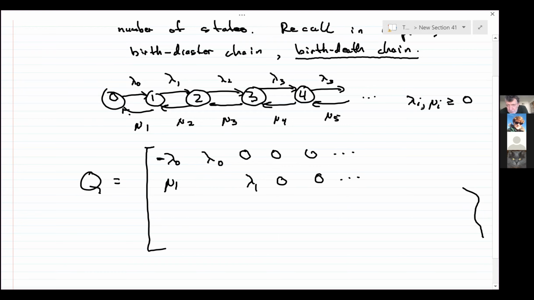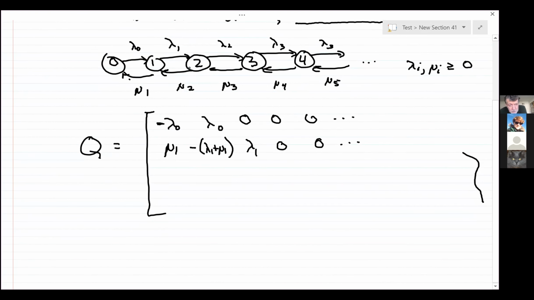All right, that's a start. Maybe I'll do one or perhaps two more rows, just to make sure we're all together on how this thing looks. What about from 2? Well, from 2 there's no way to get to 0 in an instant of time, so that's 0. But from 2 to 1 there's a rate, which is mu2. And from 2 to 3 there's a rate, which is lambda 2. But there's no way to get from 2 to 4 or any higher state in one instant of time.